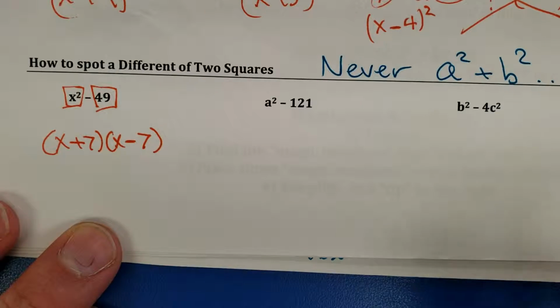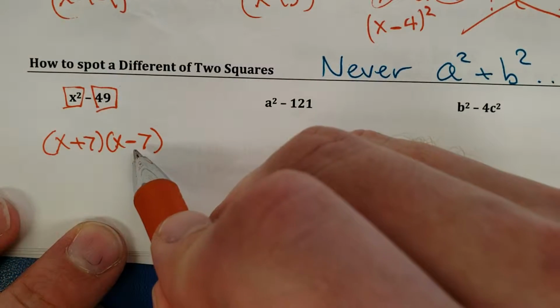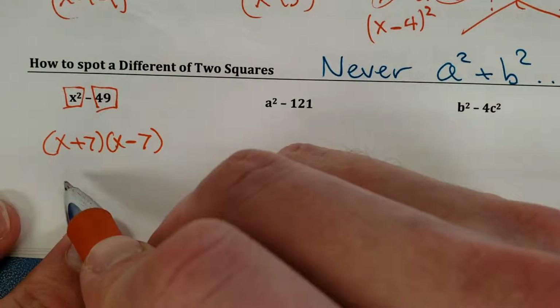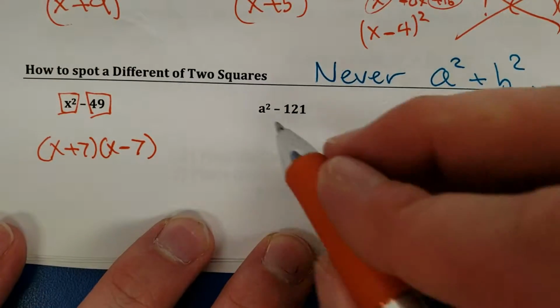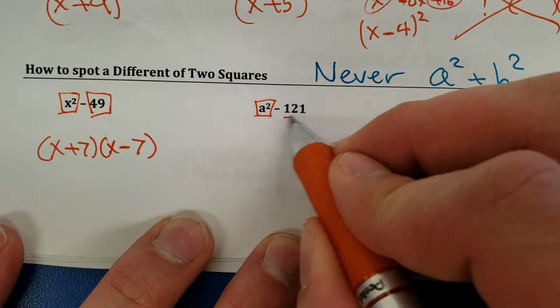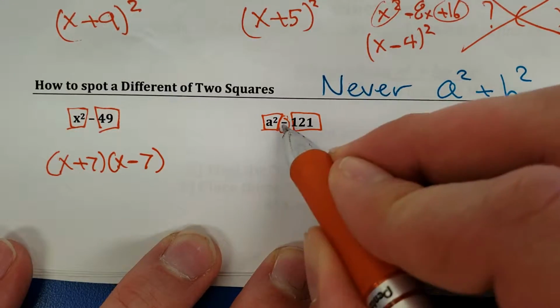Now in Schoology, I think I want you to pick the smaller one first. So always put the minus one first. So in Schoology, I think I did this one backwards. Or just read the directions. Okay. Something squared minus something squared, difference of two squares.